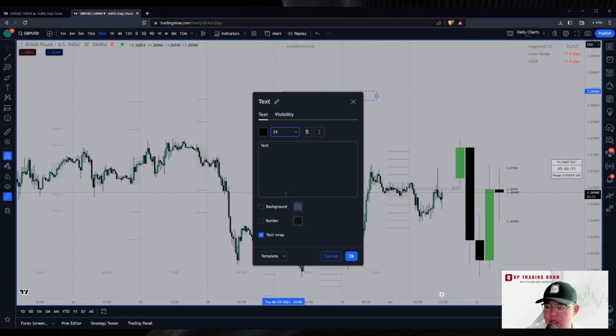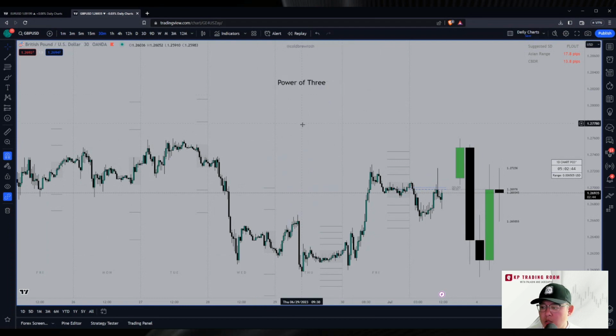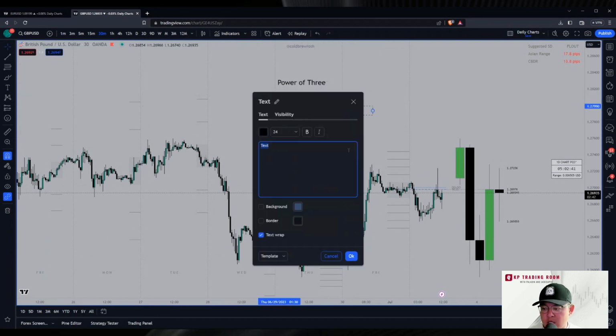We're going to discuss the power of three today. What is the power of three? So, essentially, the power of three is a cycle in the market where there's accumulation, manipulation, and then distribution.